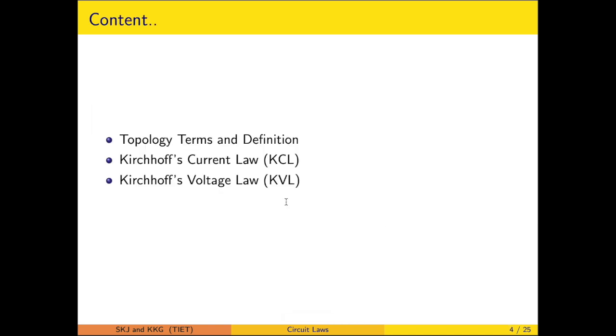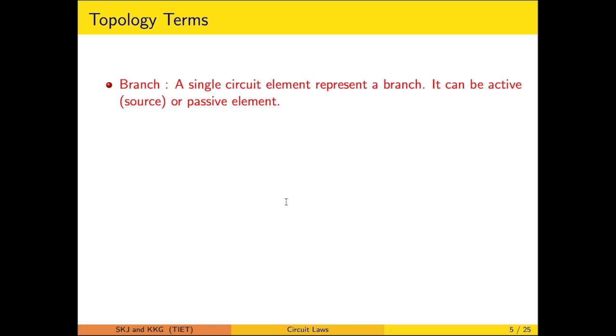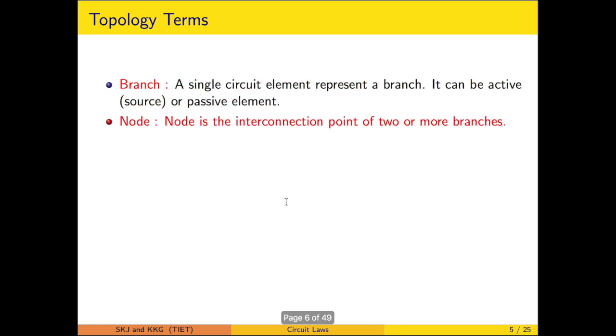In this we will also be discussing the topological terms, which are the definitions of branch, node, loop, junction, likewise. And as mentioned in the beginning, we will be discussing the two laws, Kirchhoff's current law and Kirchhoff's voltage law. So branch: any circuit element is regarded as a branch. It can be an active or a passive element. If it is neither an active nor a passive element, it is not a branch. If it is simply a conducting wire, we will not consider that as a branch.